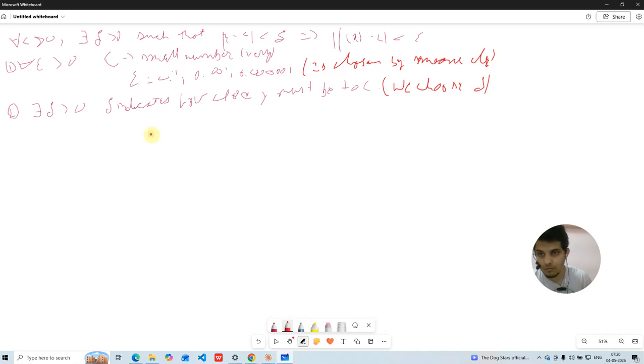Third, let's go to third. Mod x minus c is less than delta. The distance between x and c is small. So for example, if you are trying to find out the limit at c equal to 5, our x could be like 5.1 or 4.9.